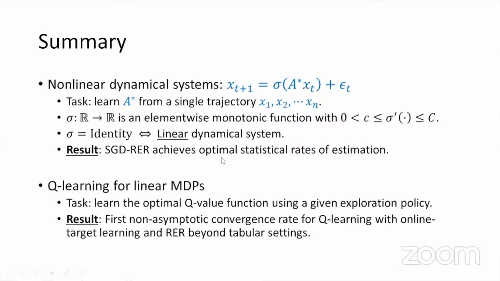And even in this case, it turns out that SGD with reverse experience replay achieves the optimal statistical rates of estimation on A star. And in the context of Q-learning for linear MDPs, the task is to learn the optimal Q-value function using a given exploration policy. And we obtain the first result for a non-asymptotic convergence rate for Q-learning using both online target learning as well as reverse experience replay beyond the tabular setting, in the linear function approximation setting.